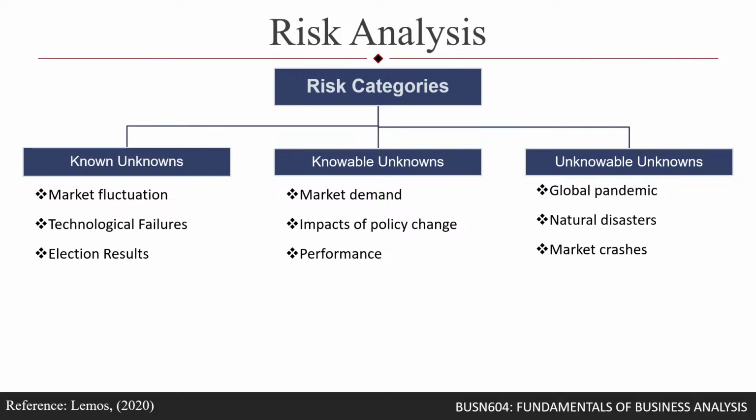The goal for knowable unknowns is to try to make as many knowable unknowns known unknowns through the use of analytical tools. And then the third category here is the unknowable unknowns, such as the global pandemic that we experienced in 2020, natural disasters, and then market crashes.